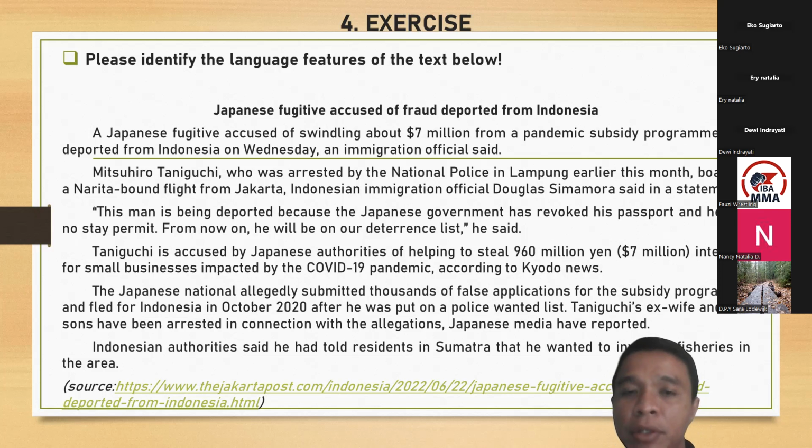So once again, your task is to identify the language features of this text. You have 10 minutes to finish or accomplish all of the answers of this task or exercise.